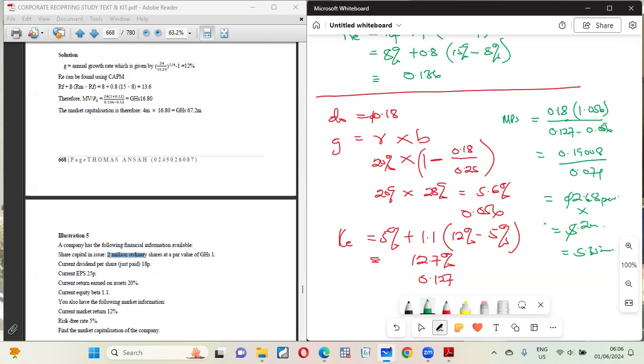This side is not packed. So that's how you do the dividend valuation model. So we need to pick up questions and be solving. Then that is how you can get yourself conversant with it. All right. So that is that.